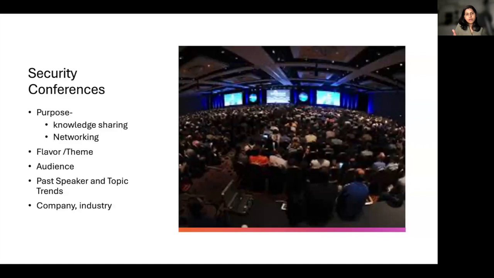Also look at the past speaker lineup, the kind of talks which are there, the topic trends which are there, and of course, what's trending in the industry, what makes sense from a technology standpoint, what is it that is changing as of today.